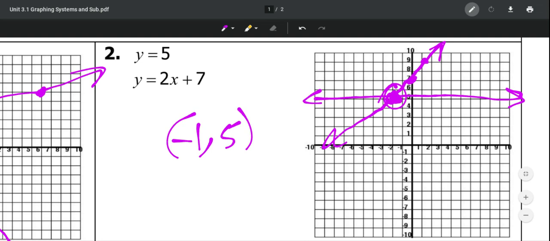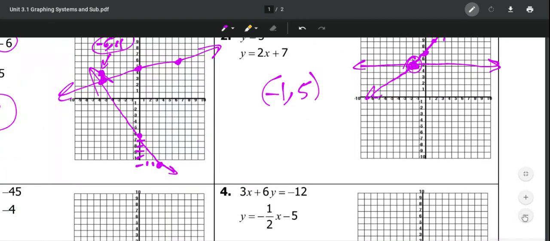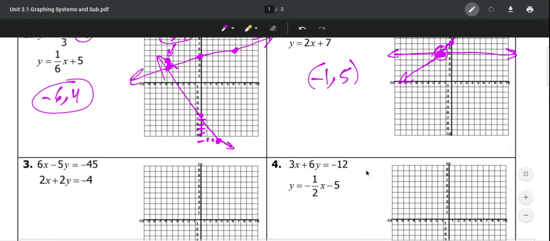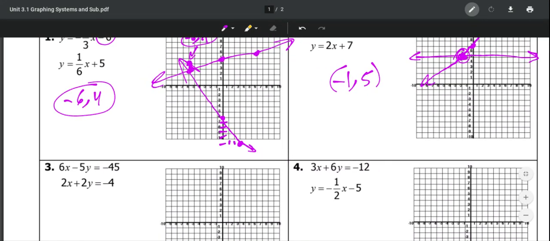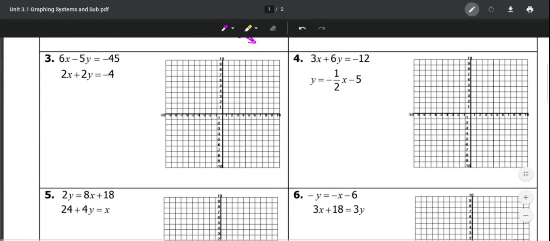So like I said, make sure when you graph these, you use a ruler, because you need your lines to be exactly straight through those two points that you plot. And where the two lines intersect, that's your solution. If they're parallel lines, then it's no solution. And if you end up having two lines that overlap, that's infinite solutions.